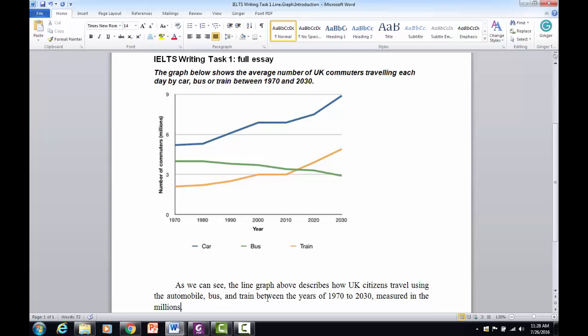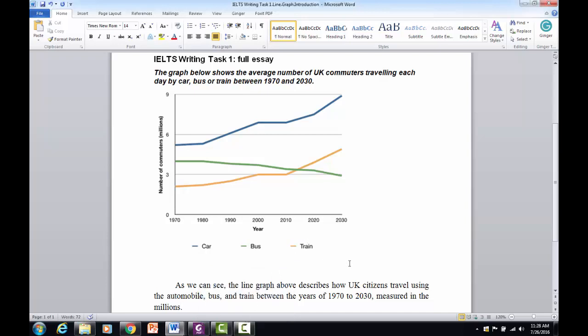And this is basically what you have to do for an introduction. Okay, you're describing, you're telling me what this information is, but you want to say it in your own words. Understand? You want to say it in your own words. All right, and so this is just an example of how to do that.